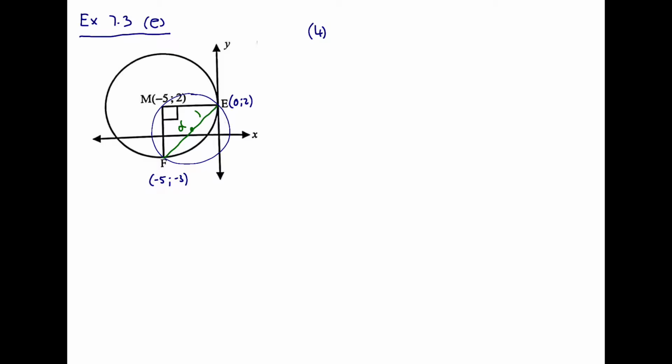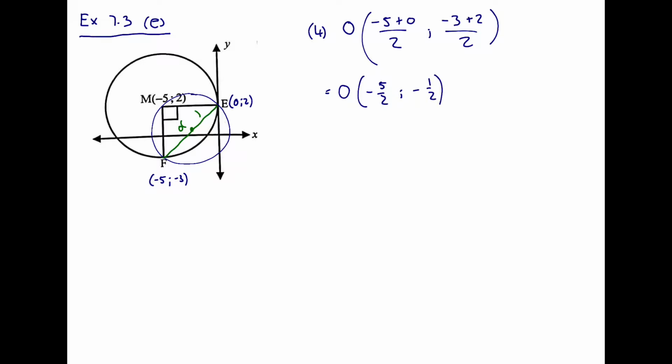All right, so the midpoint of FE means that the point O is equal to the sum of the two x values, so -5 + 0 divided by 2, and then the sum of the two y values, so -3 + 2, also divided by 2, and then that simplifies to -5/2, or -2.5, and -1/2. Okay, so that's the center of the circle of which we're looking for the equation.